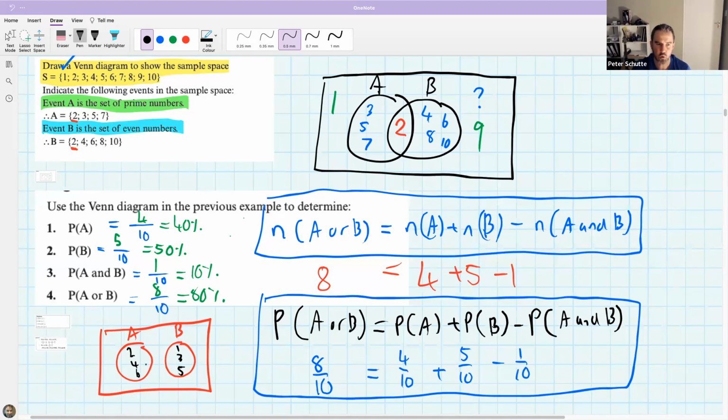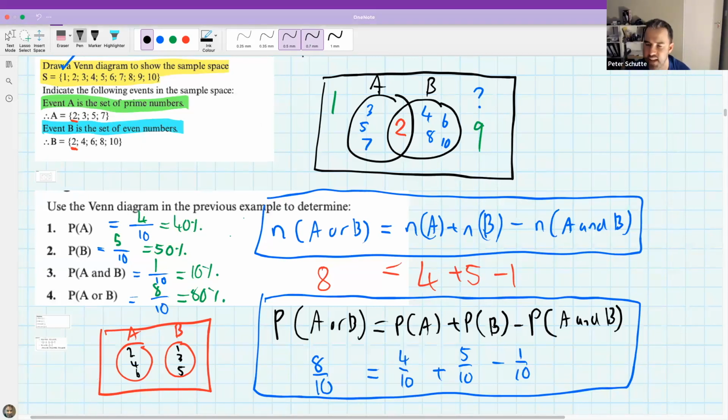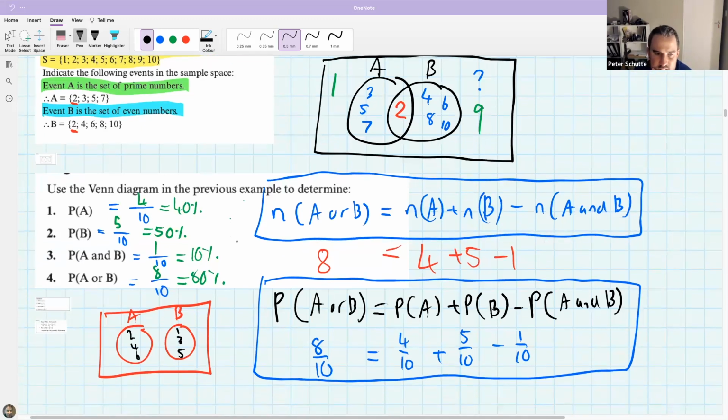So that's called mutually exclusive events, whereas these events are not mutually exclusive because they have some event, like if you got a 2 here, it would be in both A and B. And again, that's vocabulary that I feel students don't always understand. And so I'm just going to make a note of that as we go.